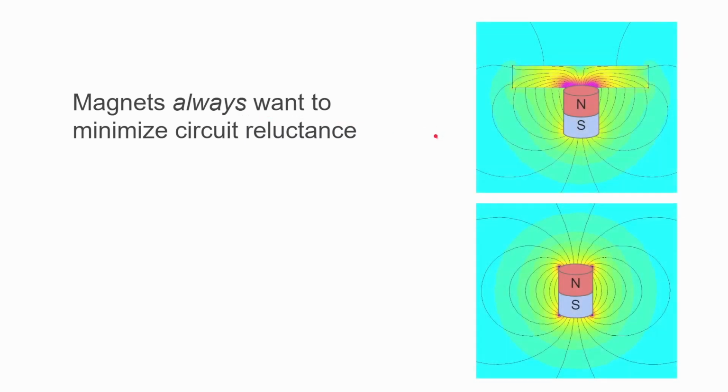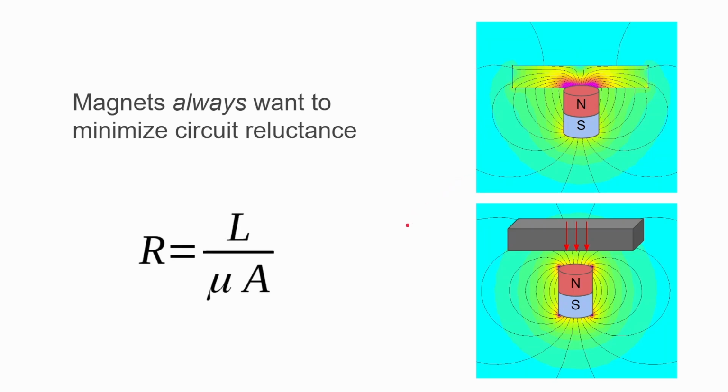Going back to our previous example, this tells us that if we put a block of steel near this magnet, there's going to be a force pulling the block towards the magnet because the circuit reluctance is lowest when the block is touching against it. Here's the formula for reluctance, and this tells us all the things that we can do to decrease it. So we can decrease the length of the circuit, we can increase the cross-sectional area of the circuit, or switch parts of the circuit to materials with higher permeability, which is what we've done in this example. So magnets will always create forces to do any of these things in this equation.